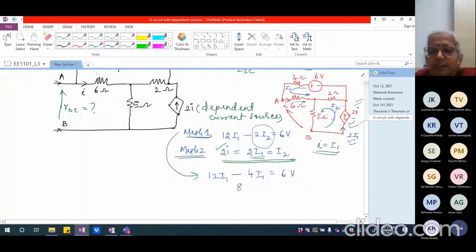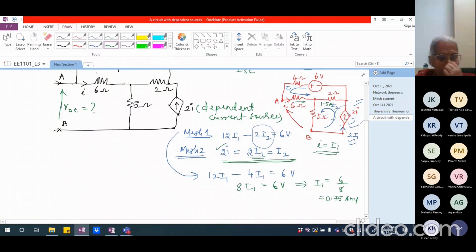So in this particular case, I'm going to have 8I1 equal to 6 volts, which means I1 is equal to 6 divided by 8, which is 0.75 ampere. Right? If this is 0.75 ampere, I'll have to calculate how much is I2. I2 we said is 2 times I1. So this current is going to be 1.5 ampere because twice this value. Note the direction. This is 1.5 ampere.